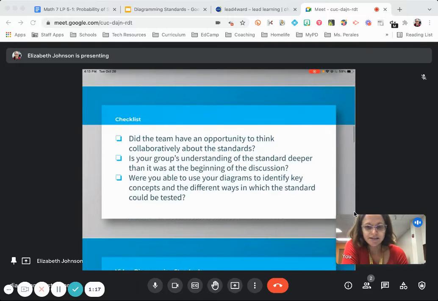So here's just a checklist to think about. After you've had your discussion, ask yourself, did the team have an opportunity to think collaboratively about the standards that you were looking at? Is your understanding as a group deeper than it was at the beginning? And were you able to use your diagrams to find those ways in which the standard can be assessed and to pull out those key concepts? If you were, then you did a good job diagramming those standards. You met the goal and the purpose of this activity that we're doing.